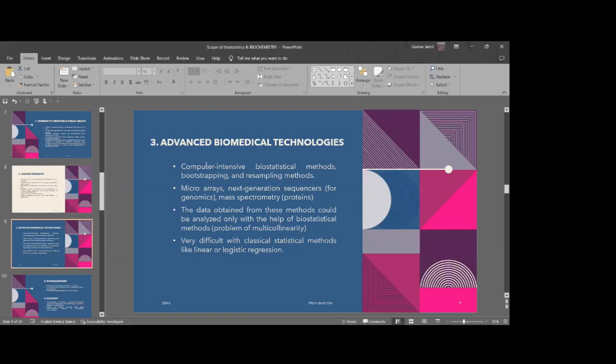Computer-intensive biostatistical methods, bootstrapping and resampling methods, microarrays, next generation sequencers for genomics, mass spectrometry. There might be students getting confused if they are receiving a lecture, but this is not something to memorize. Just understand what I'm saying, the significance of it, and wherever it is getting used. Just have an idea of that. No need to memorize all these things like a proper boring lecture. Just understand it.